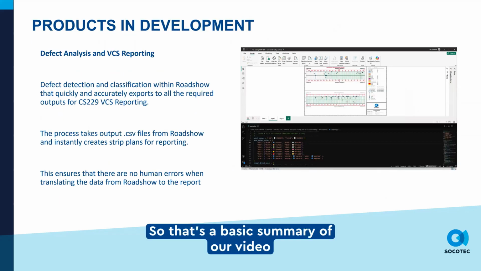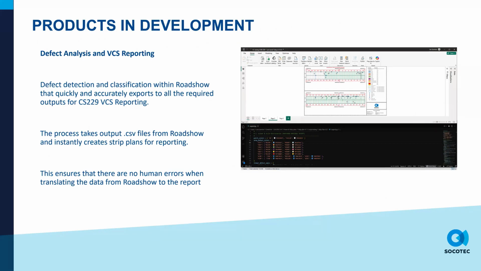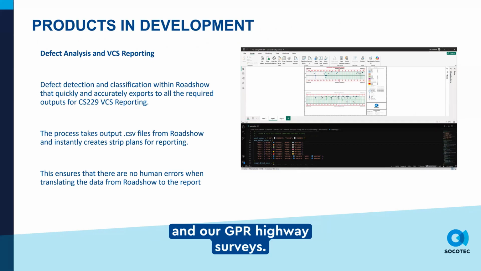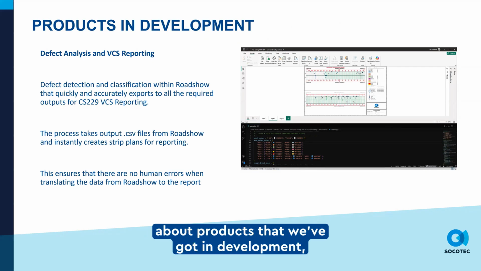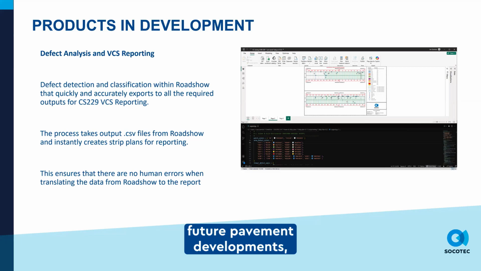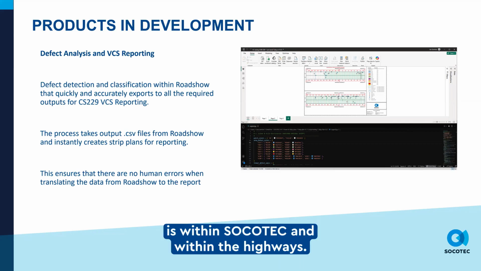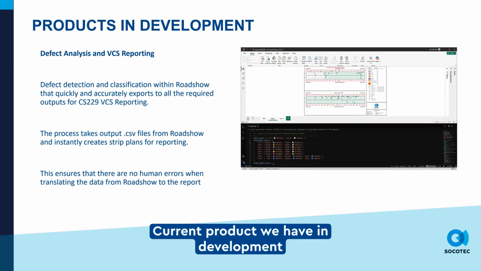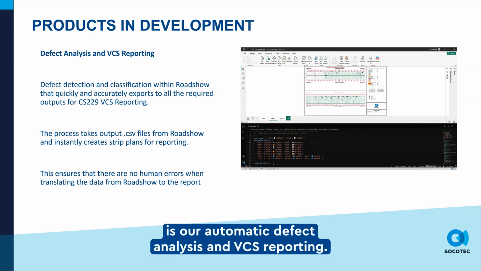So that's a basic preview summary of our video and our GPR highway surveys. I'm just going to talk a little bit now about products that we've got in development, future pavement developments, where we are with AI, and what the future of AI is within Socotec and within the highways. Current product we have in development is our automatic defect analysis and VCS reporting.